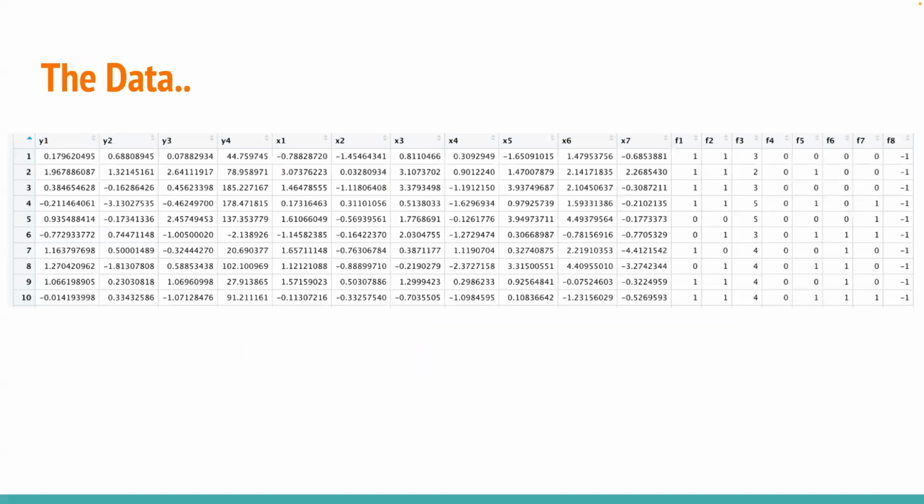Okay, so we're going to take a look at the data that we're using today. Our y's represent our dependent variables. We've got 4 of them. Our x's are our covariates, and there are 7. And then our factors are at the end. The F represents our factors, and we've got 8 of them. We're not going to use all of this data. I'm just going to select and run a few of these to analyze them further.